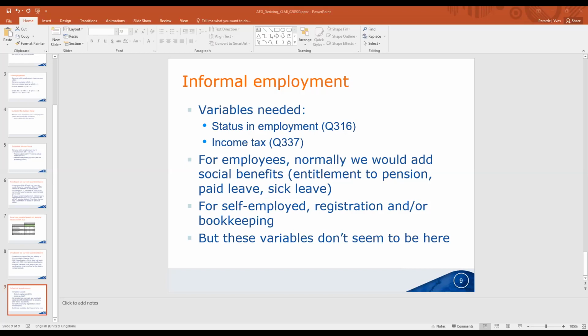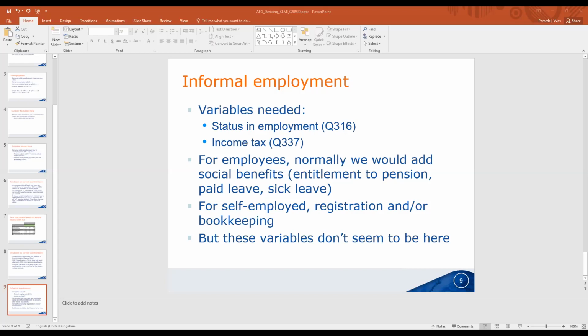Sorry, or maybe it's a bit before. Yes, here 317 and 318. How many days did you work in the last week? How many actual hours did you work on average last week? So with these questions, 317, 318, 321, and 322, you will be able to measure time-related underemployment. So that one should be fine.